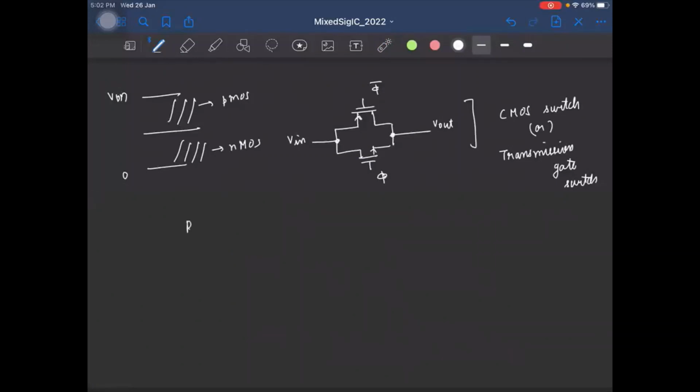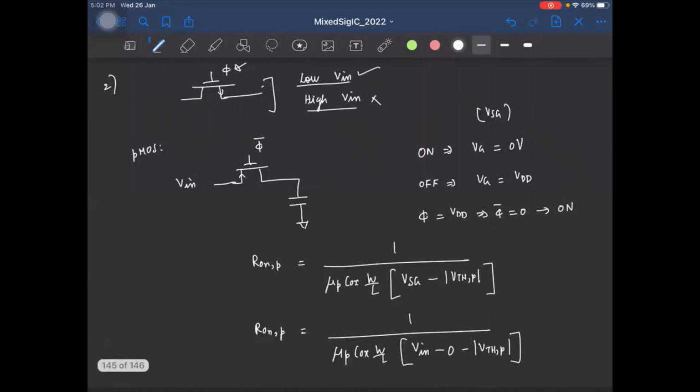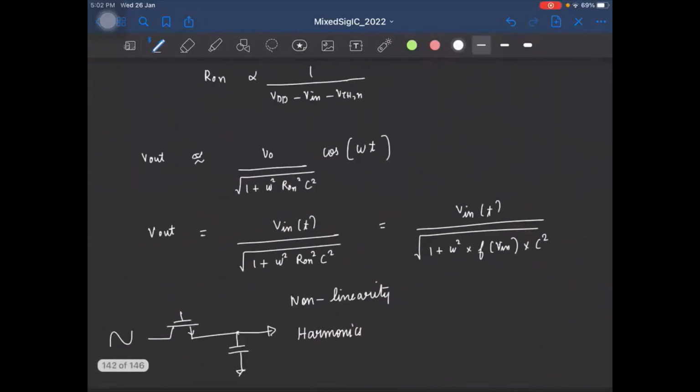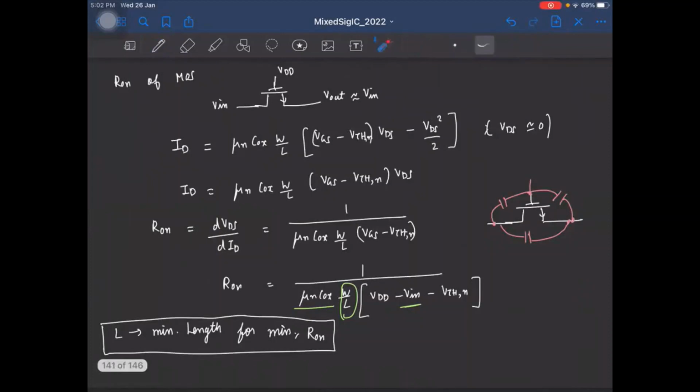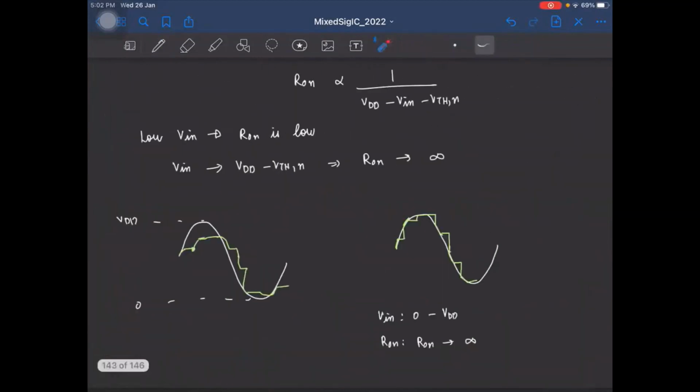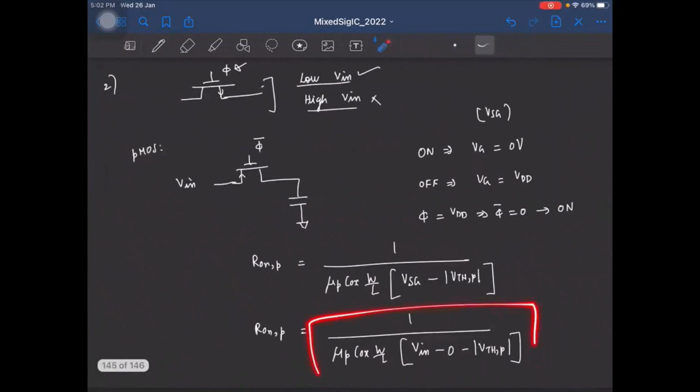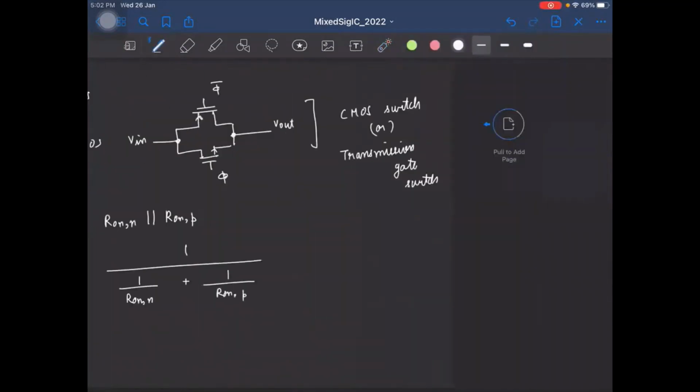For that, let's try to find the on resistance of this. The on resistance of the CMOS is the parallel combination of the NMOS and the PMOS switch on resistances. So I can write this as 1 by R on N plus 1 by R on P. And what is R on N? R on N is this guy. And similarly, R on P is this fellow.